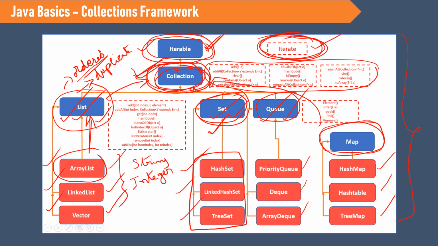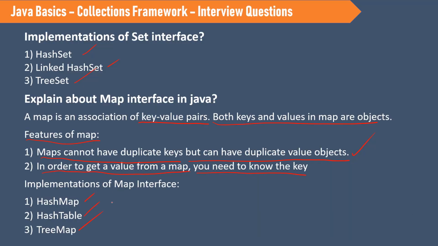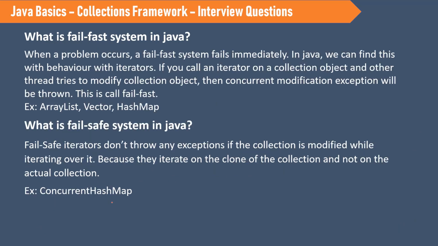Implementations of map interface. Some of the implementations of this map interface are HashMap, Hashtable, and TreeMap. We have also seen another map which is ConcurrentHashMap. ConcurrentHashMap is fail safe and HashMap is fail fast. So these are some of the implementations of map: HashMap, Hashtable, TreeMap, and ConcurrentHashMap.